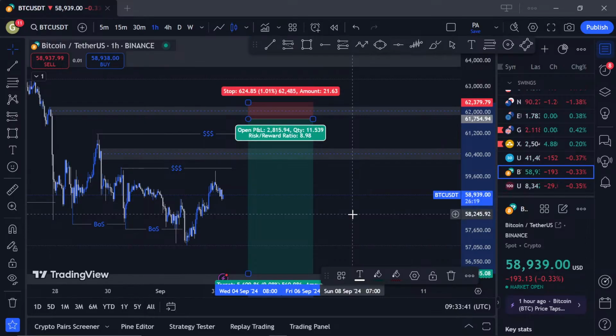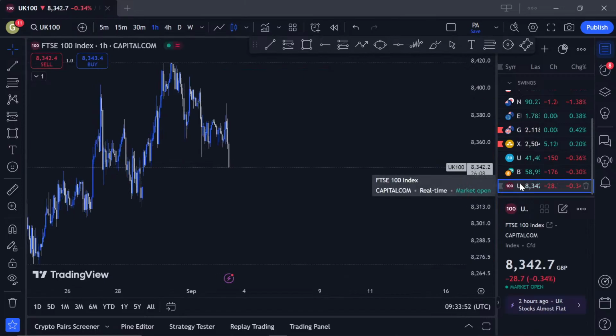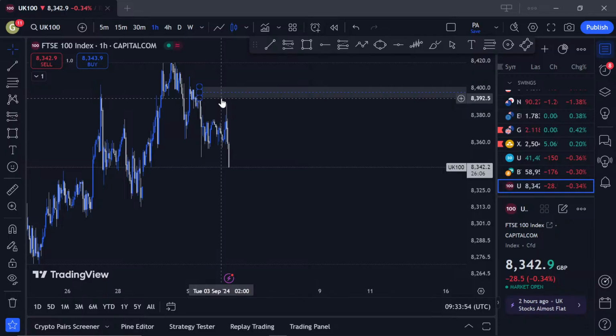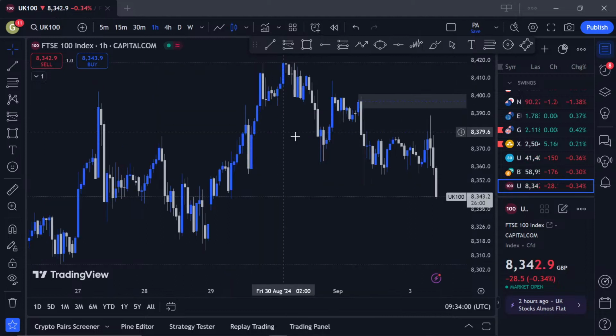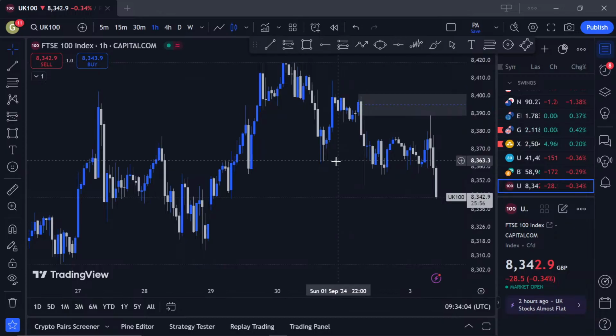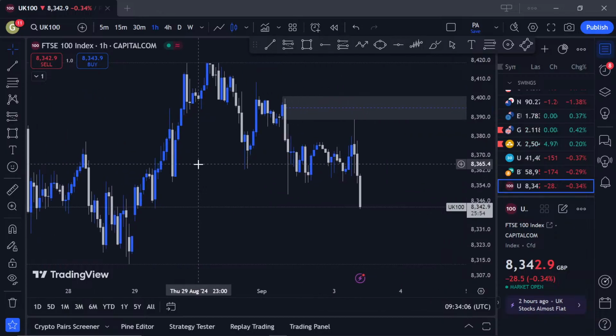So now let's move up to the next, which is actually UK 100, the last pair that I have on my list here. So this one I've had a supply level for a very long time, but the market seems to be avoiding my entry. See, the market seems to be avoiding my entry for a very long time now. The market is refusing to come to my entry.